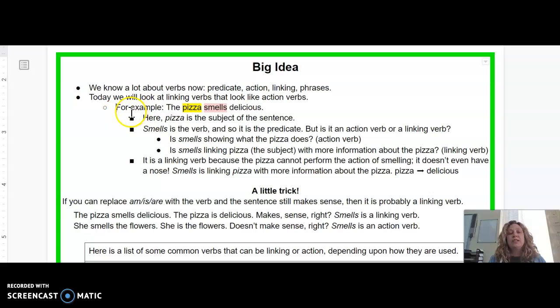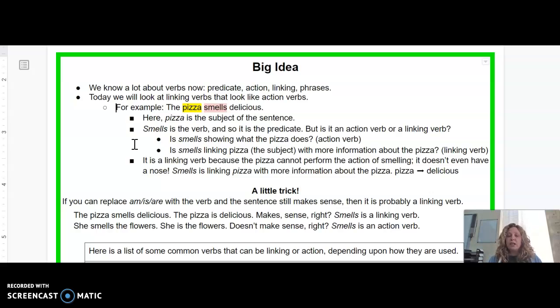But here in this sentence, smells is actually a linking verb because smells is not showing what the pizza did. The pizza does not have a nose. The pizza can't do this action, right? So because the pizza is not performing any action, it's not doing anything, it's not an action verb. So it's a linking verb here.